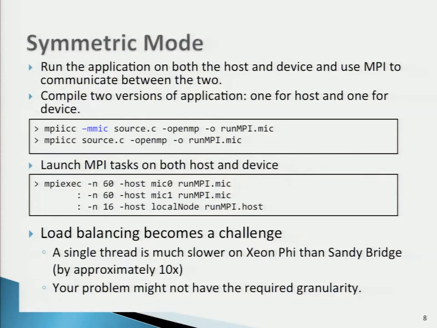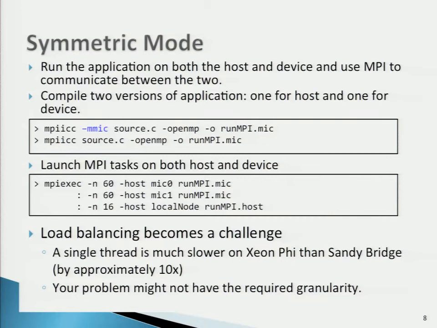Symmetric mode means you basically take the same or maybe different source codes, MPI codes, and you compile one version for running on the host, say your Sandy Bridge, and one version for running on the MIC. So you compile one for the MIC, oh, and this should be .host, sorry. So basically you create two executables, one for running on the device and one for running on your host processor, say Sandy Bridge, and then this should have been host. And then you can use the mpiexec command to launch your MPI job.